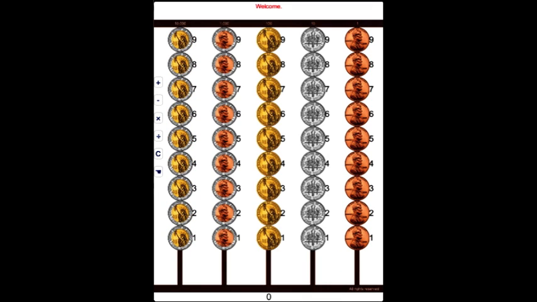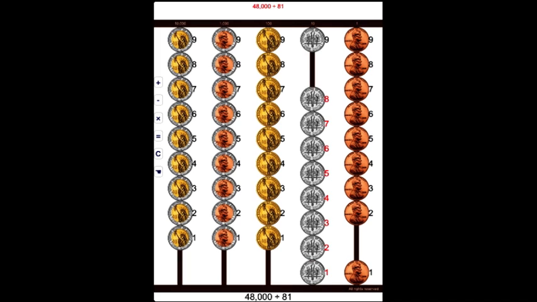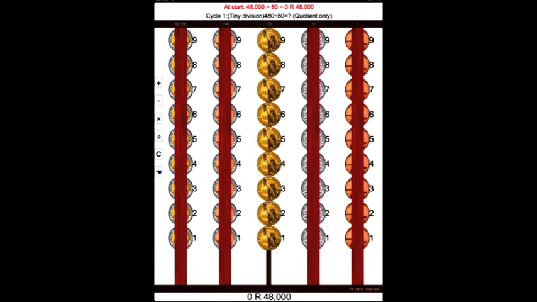One of the advantages of the TinyProf Abacus is that it makes working with lots of zeros simple for your child. For example, take 48,000 divided by 80. Enter 48,000, press divided by, press 80, press equals. The abacus begins by showing q is 0 and r is 48,000. Let's work out the quotient. If we take the first 3 digits of r, namely 480, and divide them by 80, the answer is a number from 1 to 9. This is what's known as a tiny division.